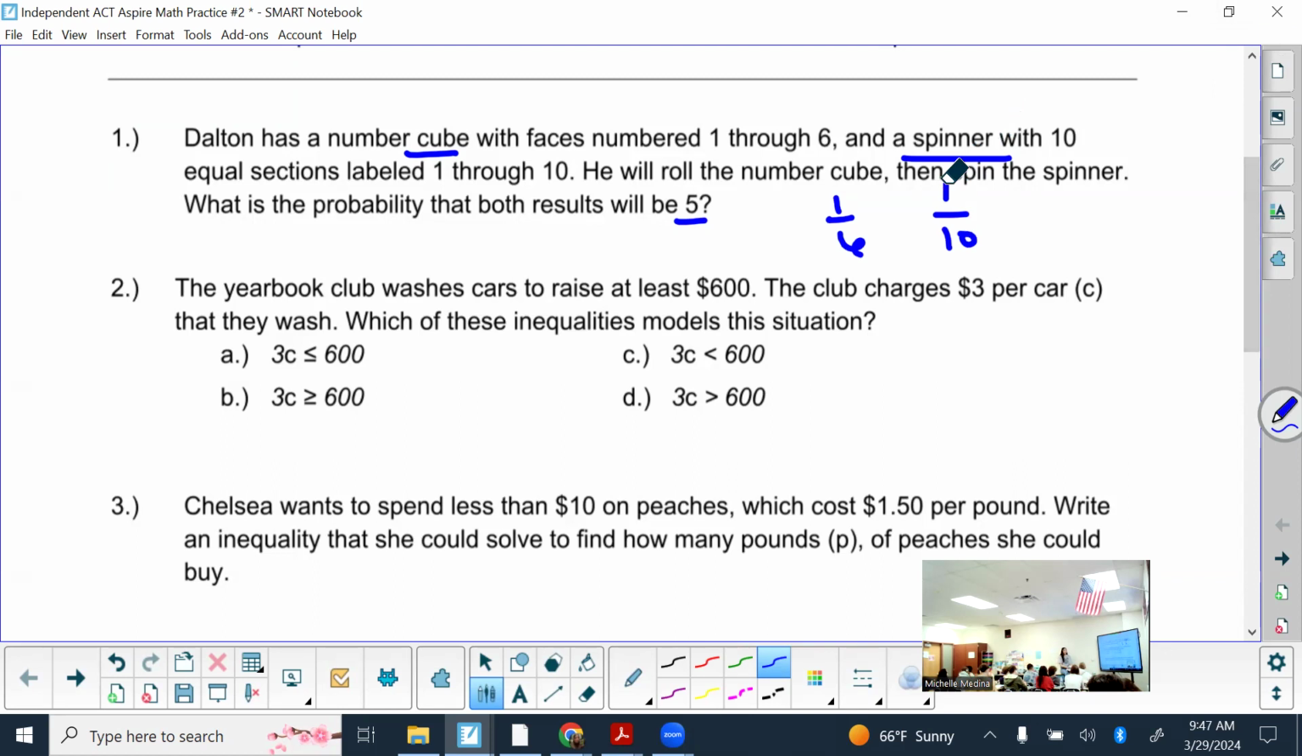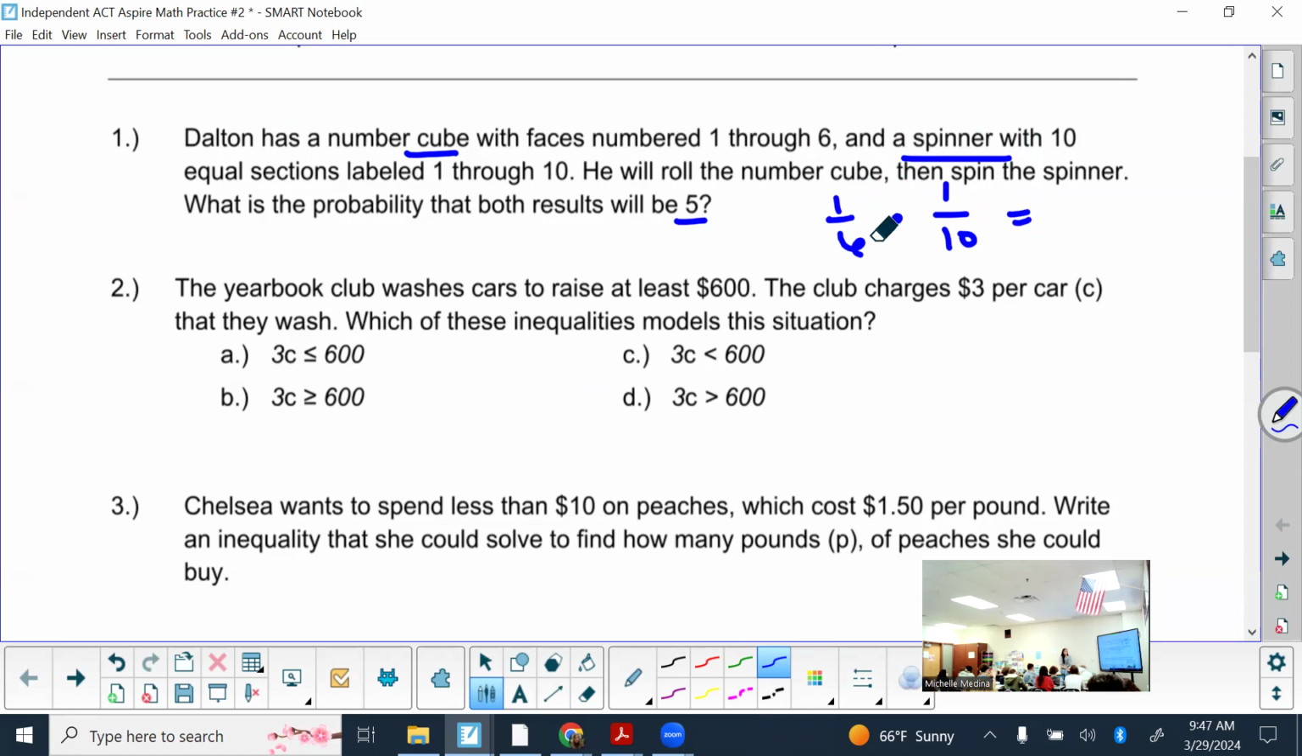Okay. Now, the thing is, they're putting these probabilities together. They're not asking about them individually. They're saying what's the probability that both results would be 5. So we know what they are individually. In order to get the combined probability, you have to multiply them.